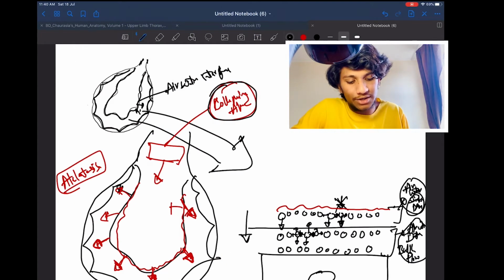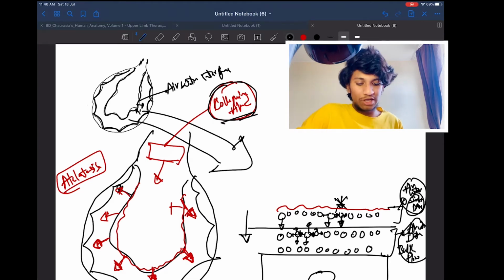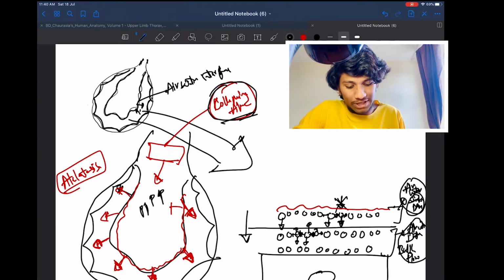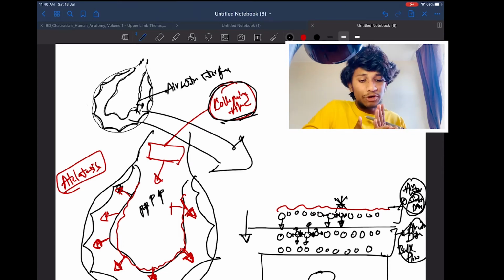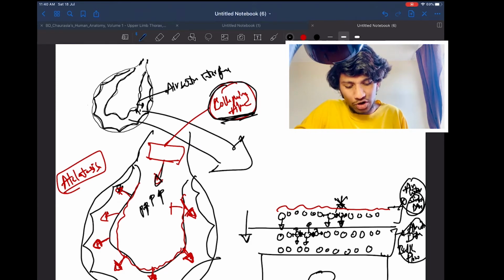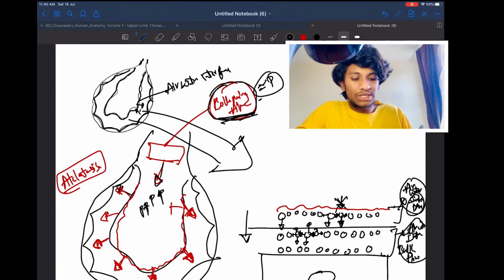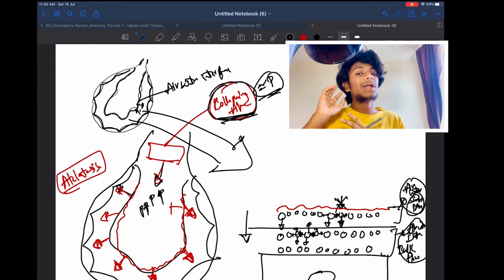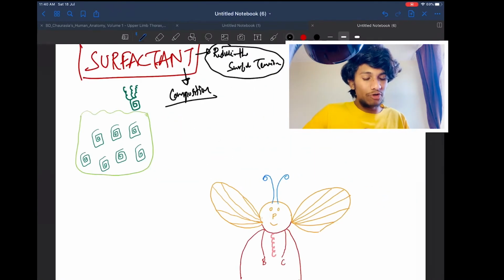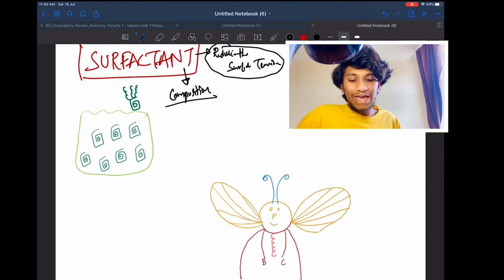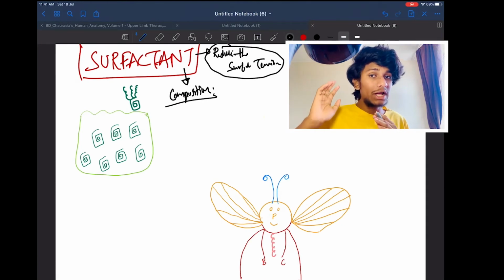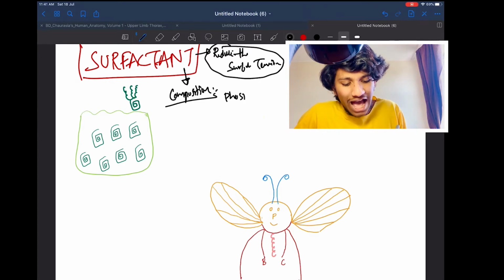And why do we need to reduce the surface tension? If the collapsing pressure keeps increasing every time, then we need to maintain the pressure in the alveoli against the collapsing pressure, which is tough for us, or which is not normal, or which is a dysfunction of our alveoli. So to maintain that, we have the surfactant, which has phospholipids as its composition.